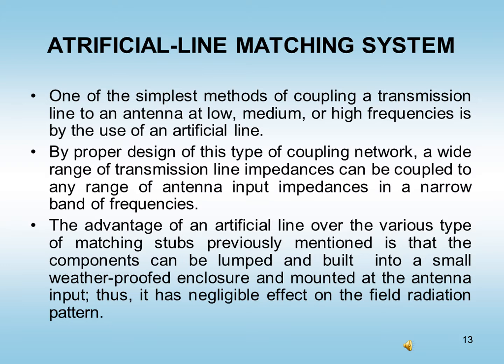the components can be lumped and packed into a small weatherproof enclosure and mounted at the antenna input. Therefore, we also have to put the artificial line matching devices into a block or module, enclosed in the weatherproof enclosure and mounted at the antenna. So it has a negligible effect on the radiation pattern. This is the way we make this artificial line matching system.